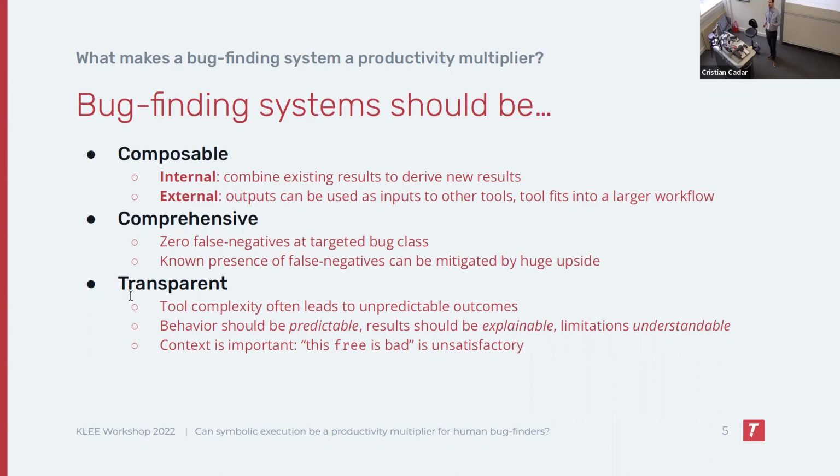The last issue is transparency. And transparency is really about, do I understand how the tool is behaving? So the behavior should be predictable, the results should be explainable, and the limitations understandable. And this kind of goes hand in hand with comprehensiveness. You're rarely going to get 0 false negatives, but if I can understand the scope of the limitations, then that's really going to help me want to use a tool.